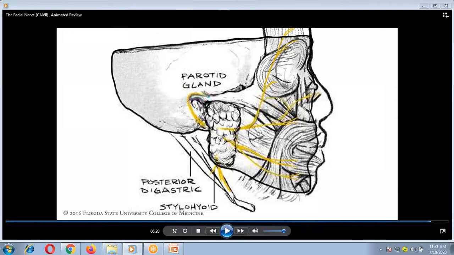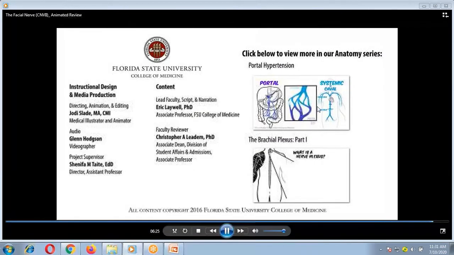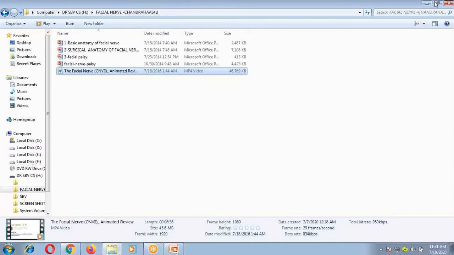I already told you temporal, zygomatic, buccal, marginal mandibular, and cervicofacial. These are the branches of the facial nerve. Cranial nerve 9 provides innervation to the parotid gland. So we complete this understanding of the anatomy, and then we'll go for the proper understanding of the facial nerve.